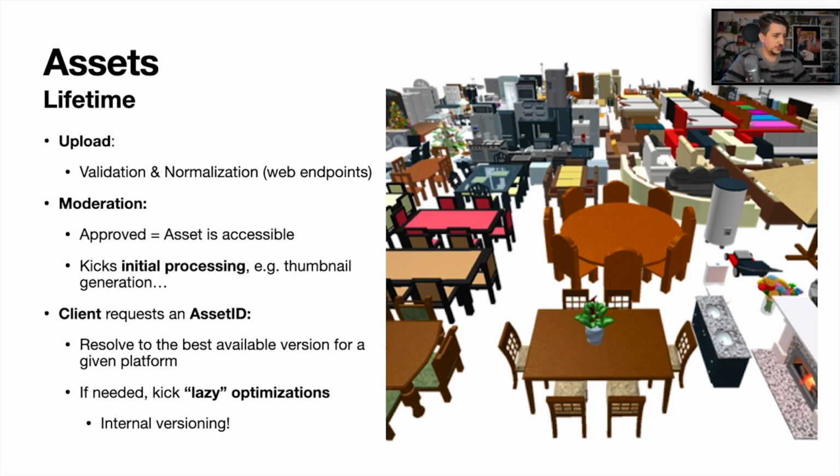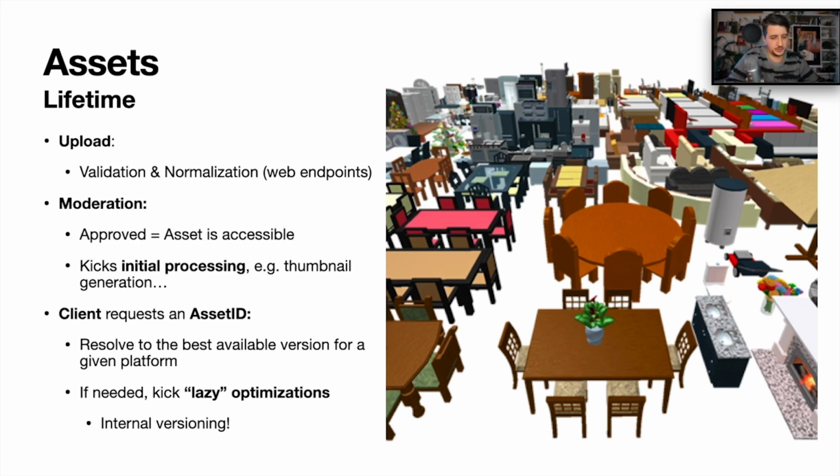Now, after moderation, your asset is accessible. The client can come, request it using its asset ID, and this asset ID gets resolved to a piece of binary, which is the best available version that we have for a given platform. So the asset ID is unique, but the actual binary data that you get on client can change based on the client that you're on. And how does this work?